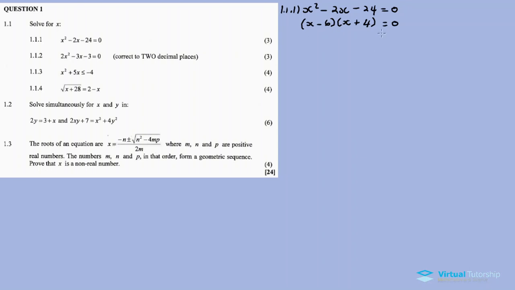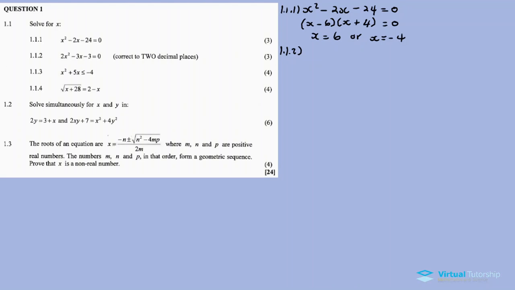Then we get the solutions for this quadratic equation. So x is equal to 6 or x equal to minus 4. Here we apply the zero factor law, equate each bracket to 0, and solve for x.